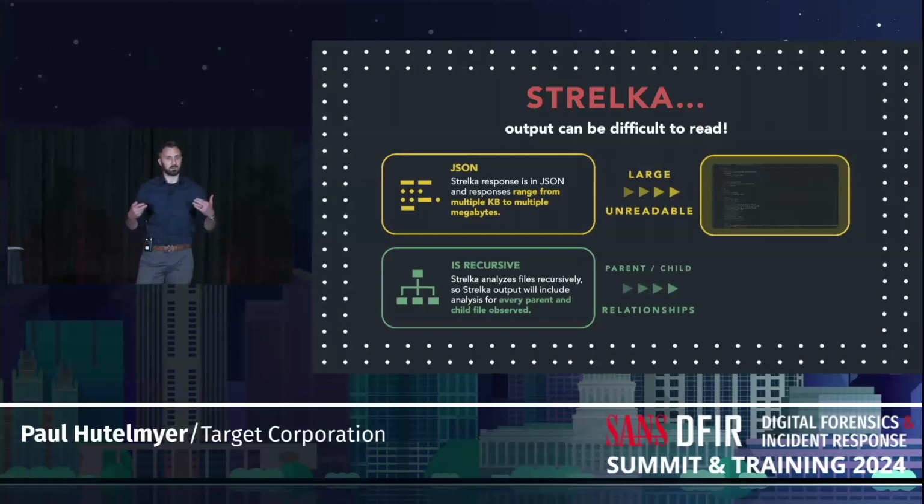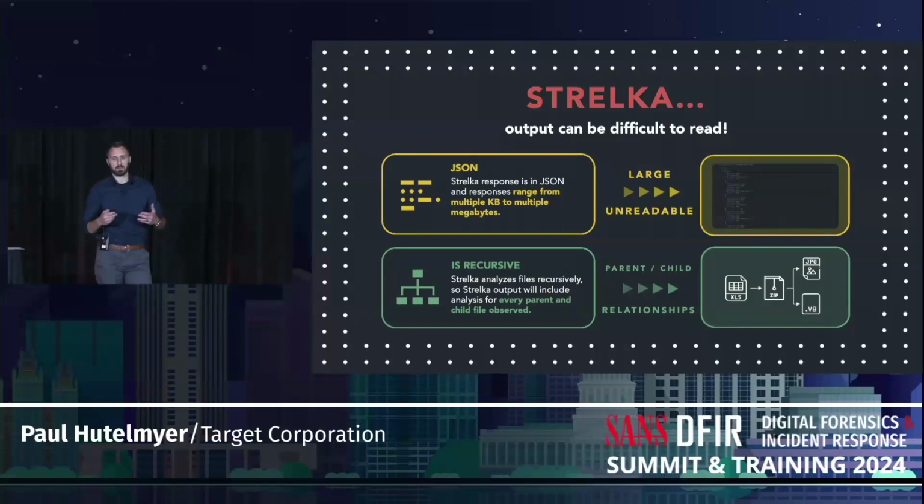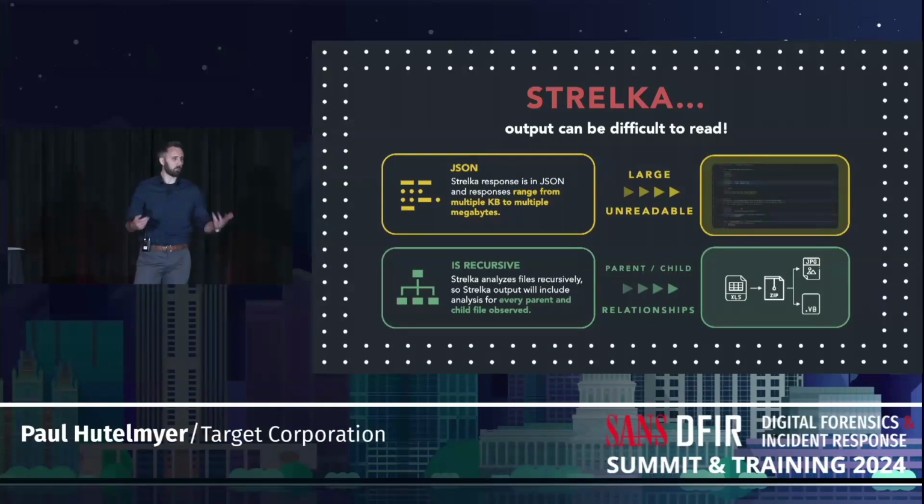Also, it's recursive, right? So I mentioned that Strelka is recursive. There are parent-child relationships. So your Office document, right? It's a zip file. It has JPEGs in it. It has scripts in it. You're not looking at that in a JSON blob, right? You're not going to be able to get that context. What if you just want to know what a file's profile looks like?